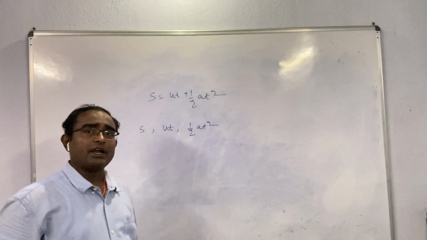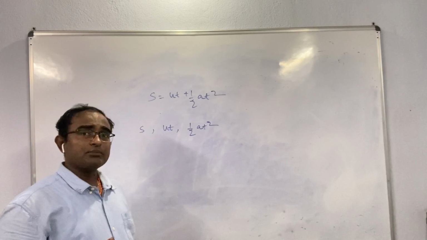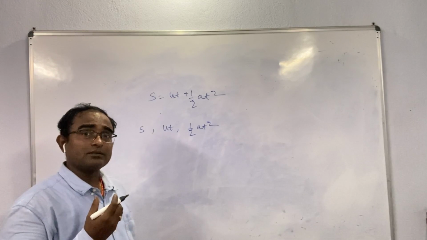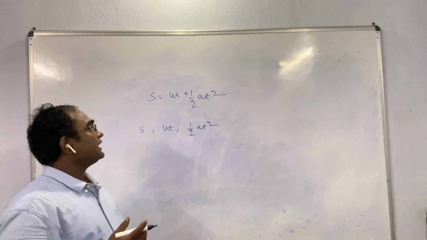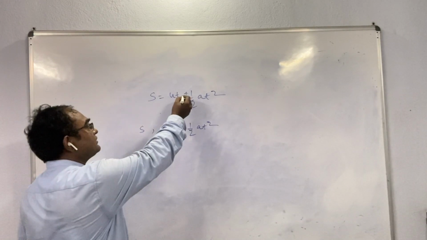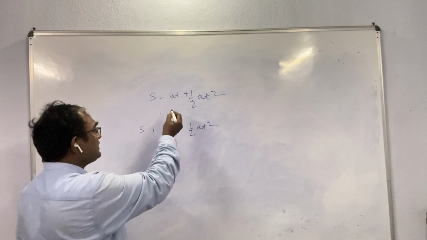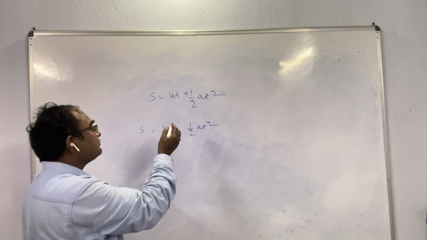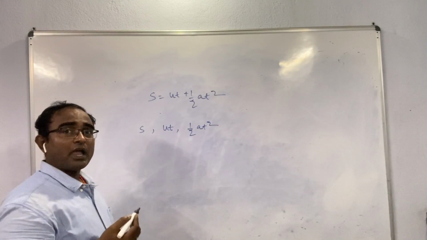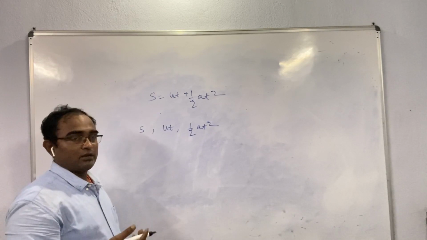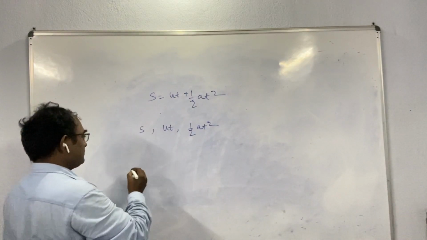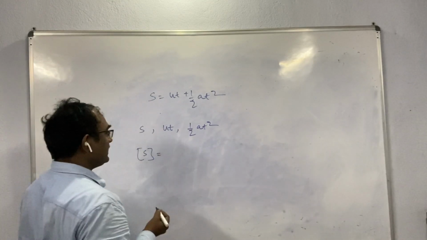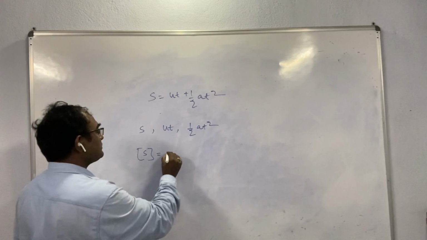How will we decide the number of terms? If the terms are added or subtracted, then those terms are different. In this example, it is added with a plus sign, so ut and half at square are different terms. We will not consider terms according to their multiplication. Now, first we will find the dimension of the first term. s is distance, so definitely the dimension will be L.